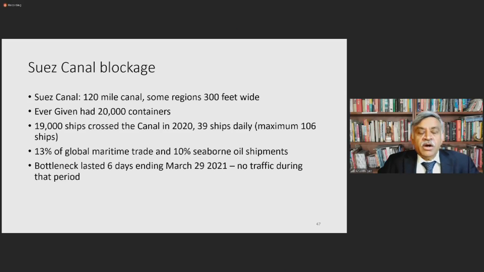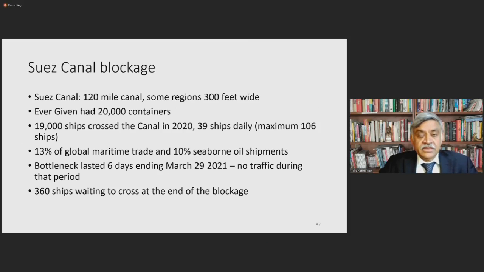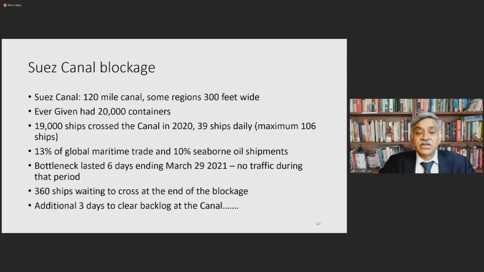The key here, when we talk about the Suez Canal blockage, is that the bottleneck lasted 6 days. During these 6 days, there was no traffic that went through the canal. And at the end of those 6 days, there were 360 ships waiting to cross. Now, for many of our students, we say, where did the number 360 come from? If you take about 40 ships per day, multiplied by 6, that's about 240 ships that could not cross that week, so they were all waiting. And in addition, there were new ships that came in, and all of that resulted in these 360 ships.